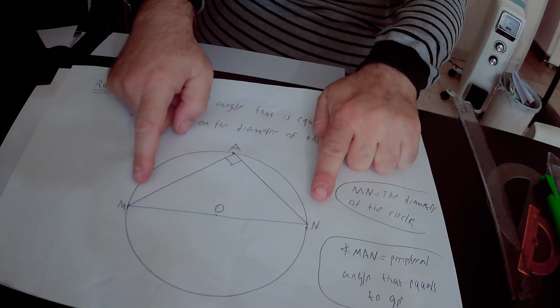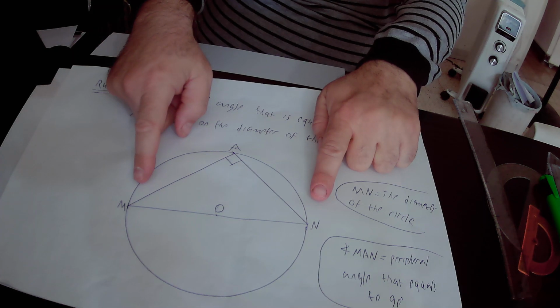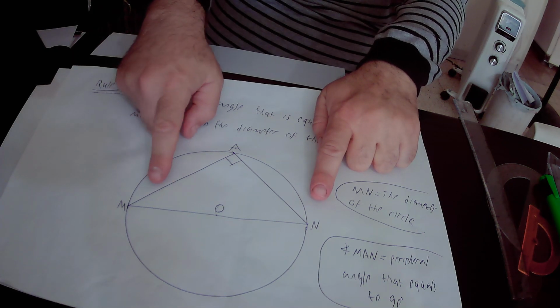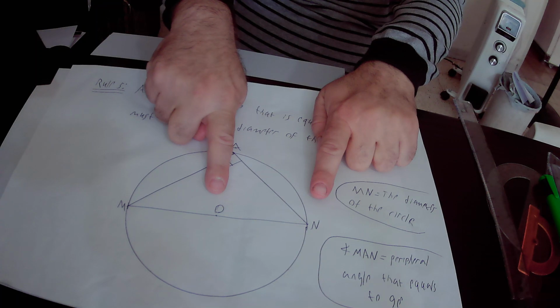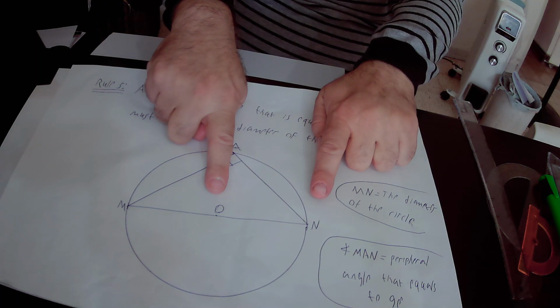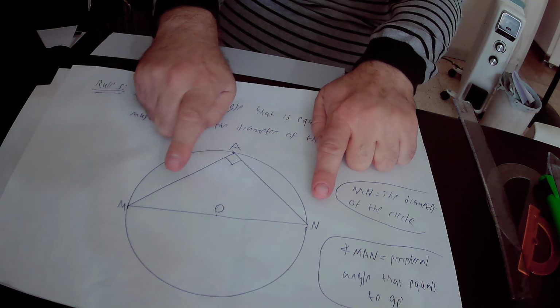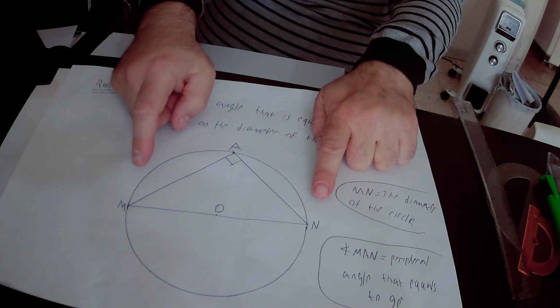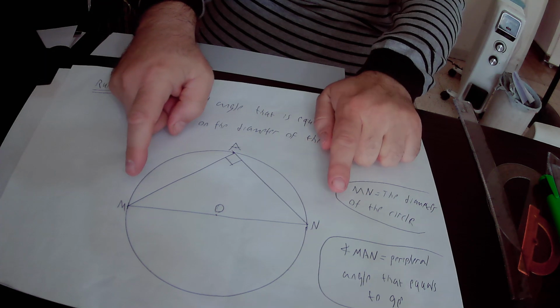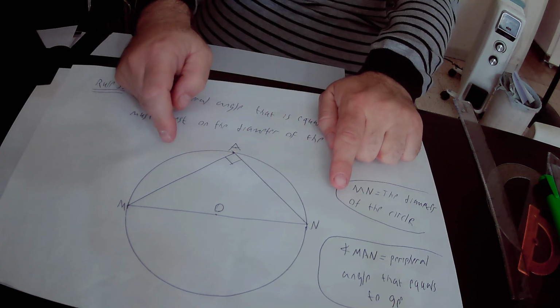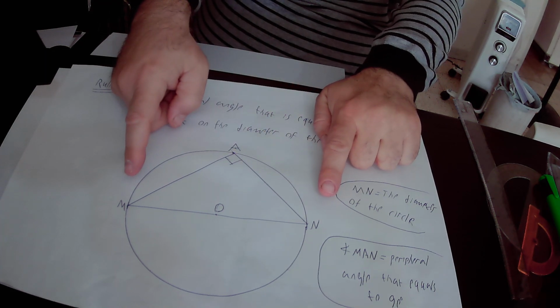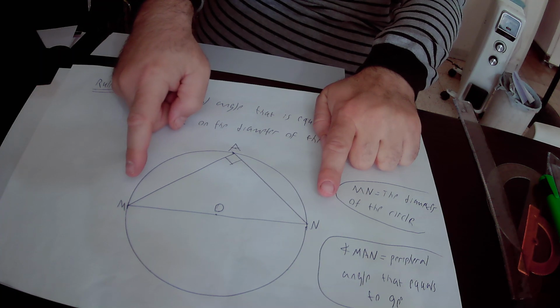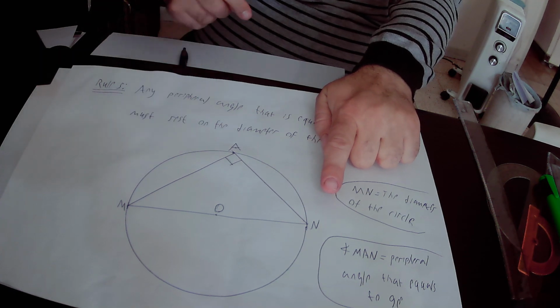It is very easy to see that MN is the diameter of the circle because chord MN passes through point O, that is the center of the circle, and any chord that passes through the center of the circle must be the diameter of the circle. Therefore, peripheral angle MAN rests on the diameter of the circle, because MN is the diameter of the circle. Okay.